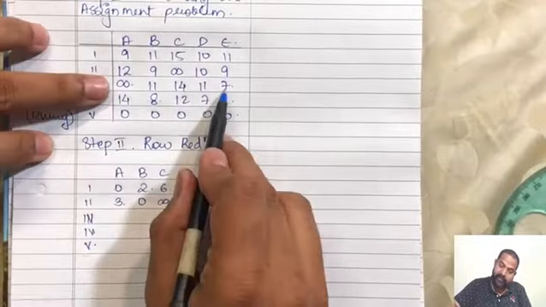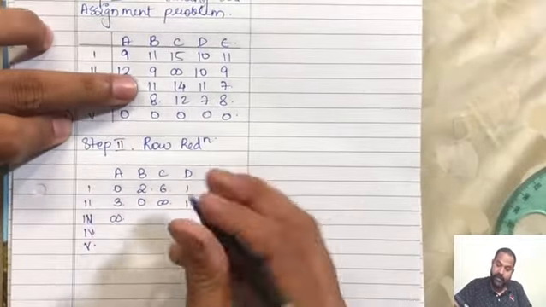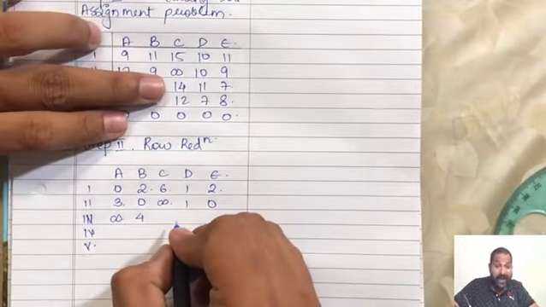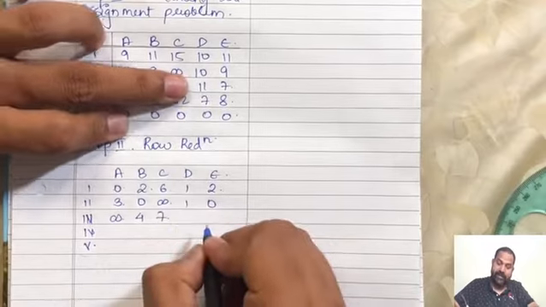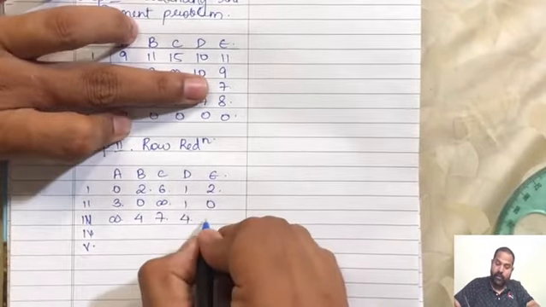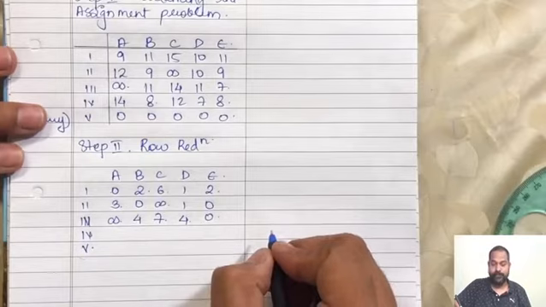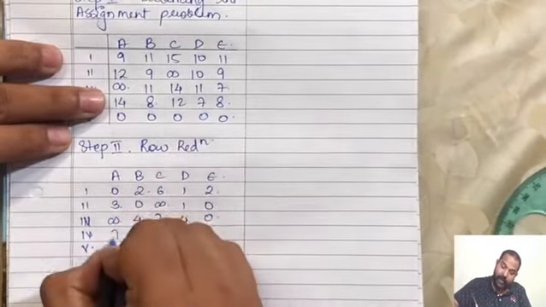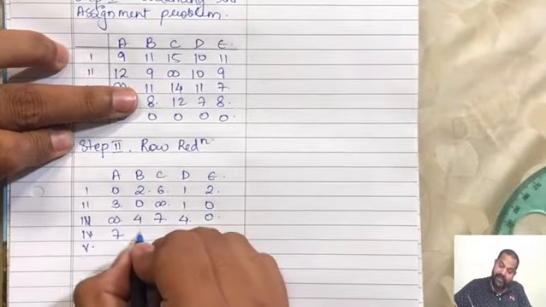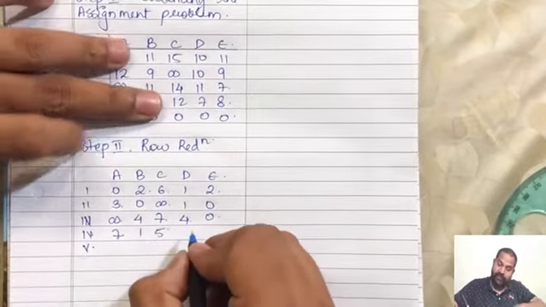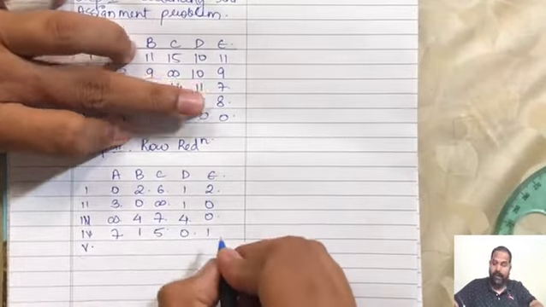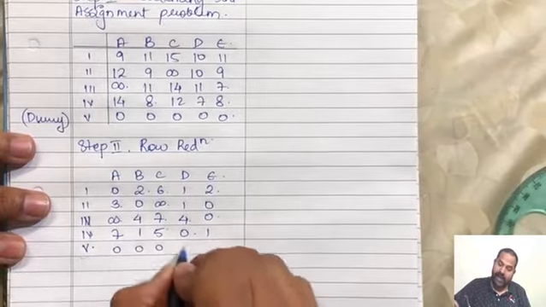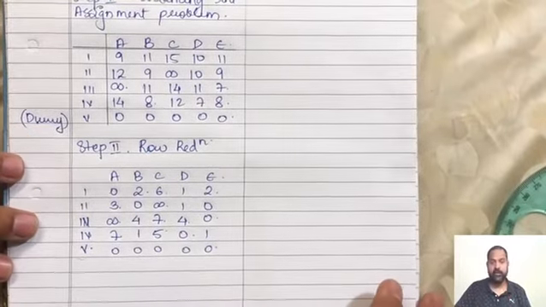The least here is 7. Infinity. 11 minus 7 is 4. 14 minus 7 is 7. 11 minus 7 is 4. 7 minus 7 is 0. The least here again is 7. 14 minus 7 is 7. 8 minus 7 is 1. 12 minus 7 is 5. 7 minus 7 is 0. 8 minus 7 is 1. And the last row already has a 0, so reduction is not required.